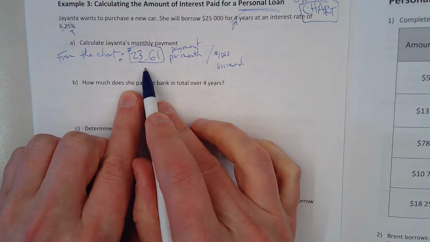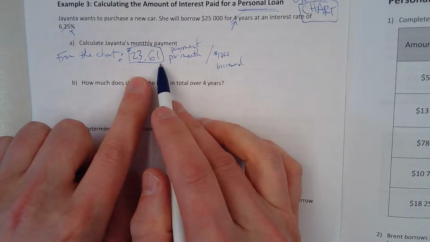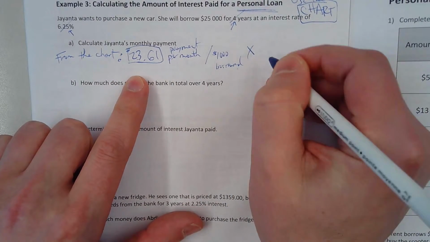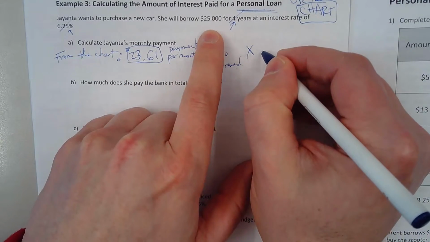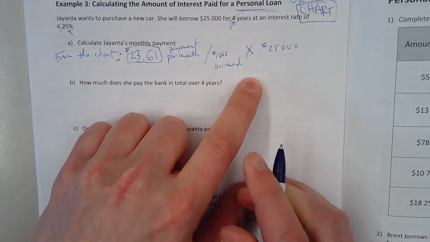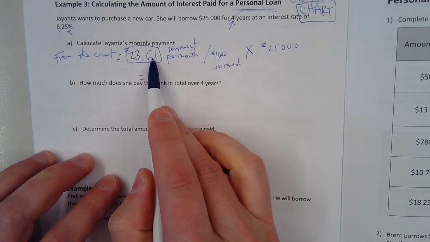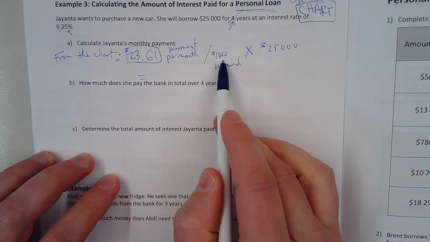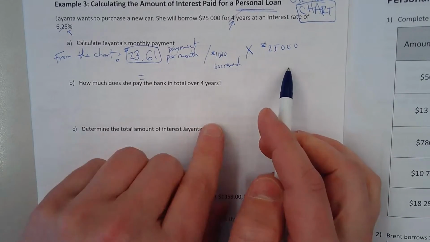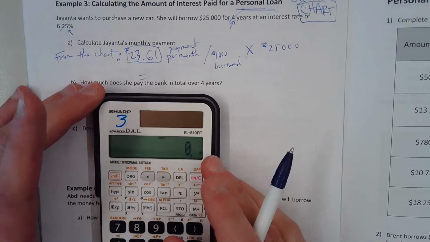So then we use this 23.61 and multiply it by how much we borrowed. We're going to have to divide by 1,000 every time, and multiply by the total amount we borrowed, which was 25,000. So on a calculator, you're just going to go 23.61, divide by 1,000, and multiply by 25,000. The order doesn't matter, actually. I could multiply by 25,000, divide by 1,000. It'll work. So let's just punch it in.